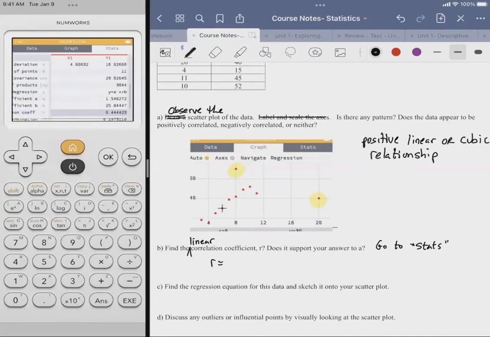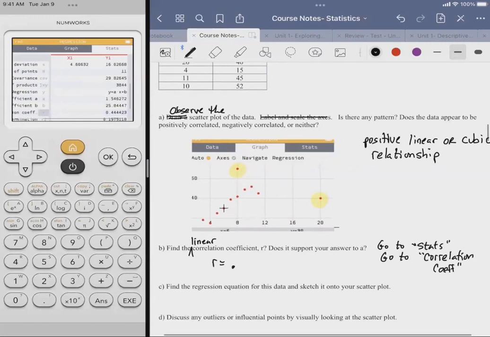All right, so go to correlation coefficient. And one of the good things about NumWorks is that it gives you the little notation right there too. It's saying R. Well, I happen to be looking for R, so that works out nicely. It also gives you the R squared value, but that's not what we were asked for here. So 0.444 we'll say.